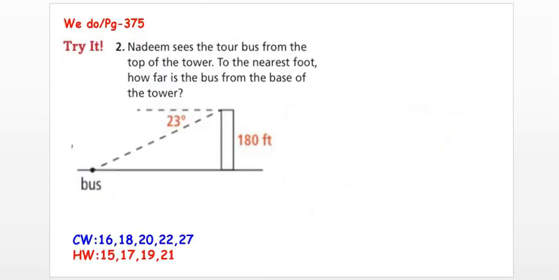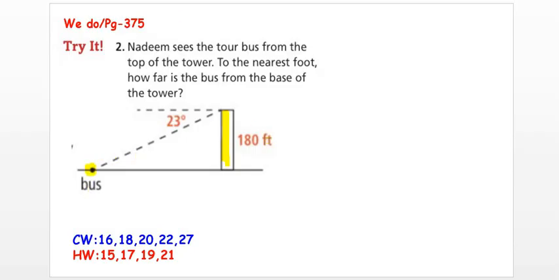Here is the first try-it question. This is Try It number 2. It says Nadeem sees the tour bus from the top of the tower. Find the distance to the nearest foot. How far is the bus from the base of the tower? Now where is the tower? Here is the tower. And what is the height of the tower? It's 180 feet. And the bus is here.